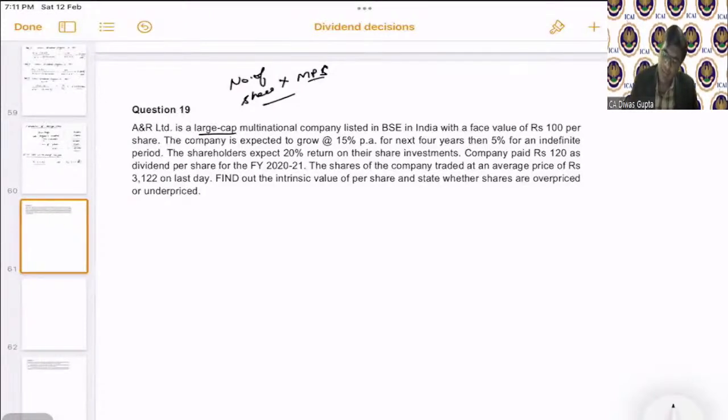Yes, so what I'm trying to explain is the meaning of this word large cap. That means they have a very large number of shares and they have a very high market price per share, and hence they come into large cap, not mid cap or small cap, because there are different segments, there are different caps.